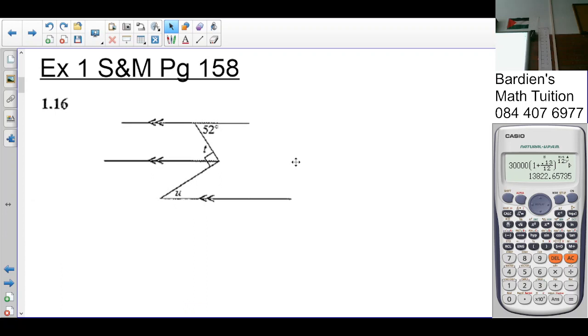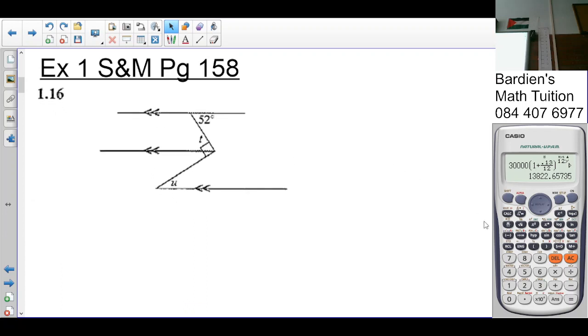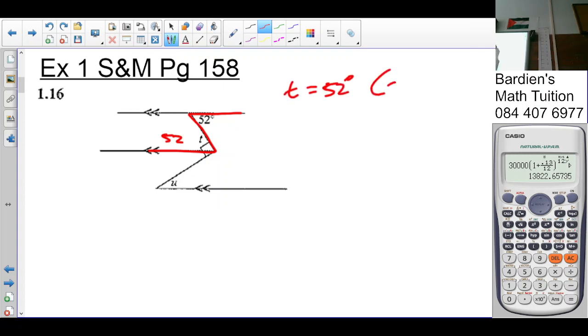1.16. I'm going to solve this one. Alternate angles, not so? So T is equal to 52 degrees. Why? Alternate angles. I'm going to get U. This angle is U, not so? Why is that angle U? Because it's also alternate angles, not so?